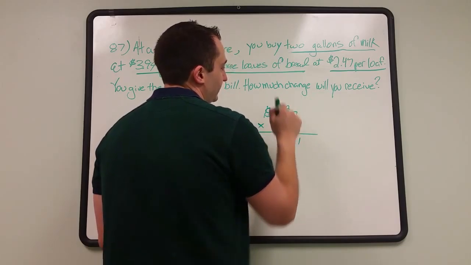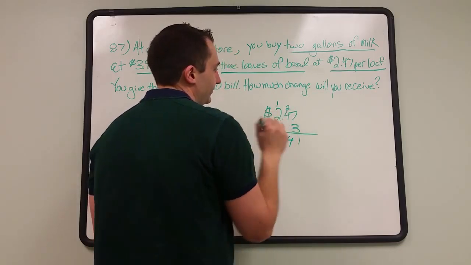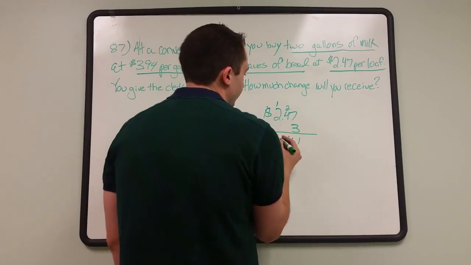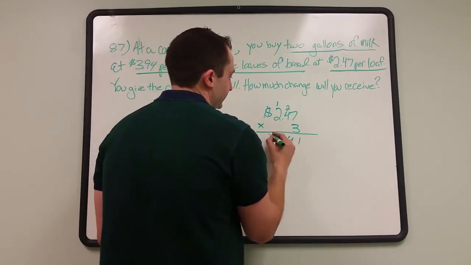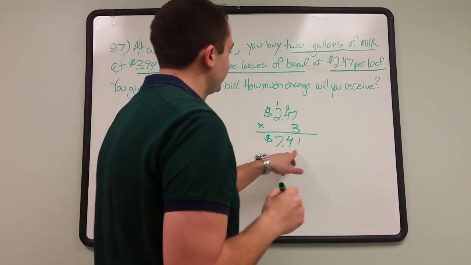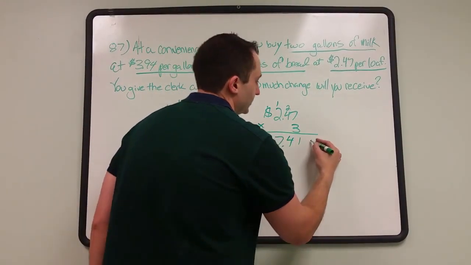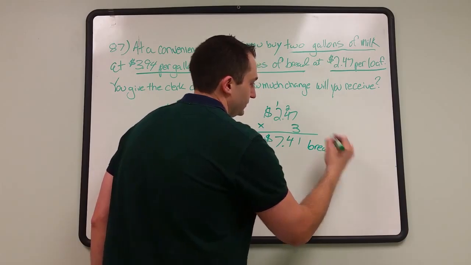4 times 3 is 12, plus 2 is 14, carry your 1. 3 times 2 is 6, plus 1 is 7. Since you have 2 decimal places, your answer has 2 decimal places. So the $7.41 represents the cost of the bread.